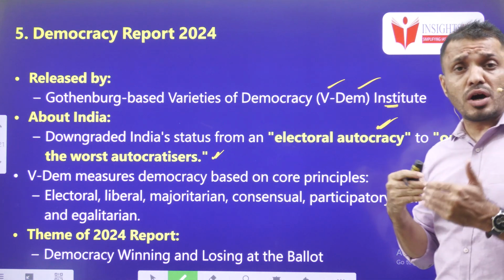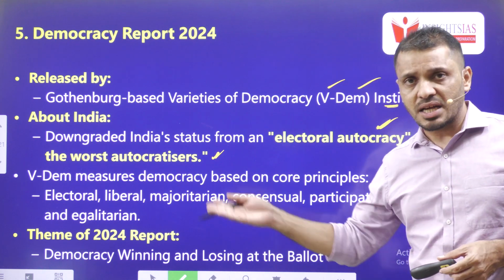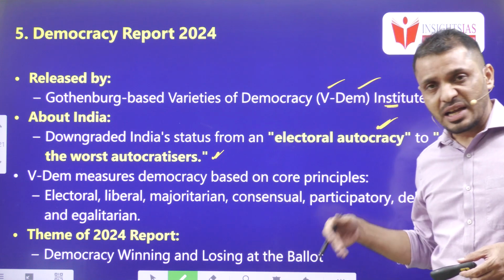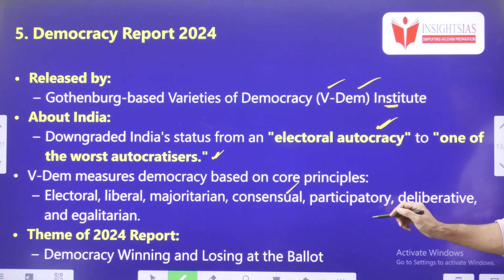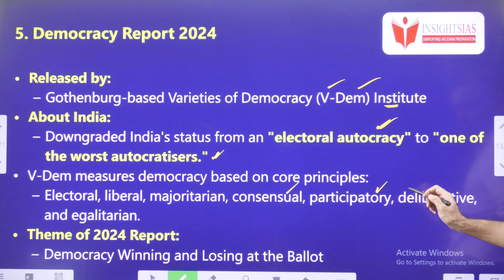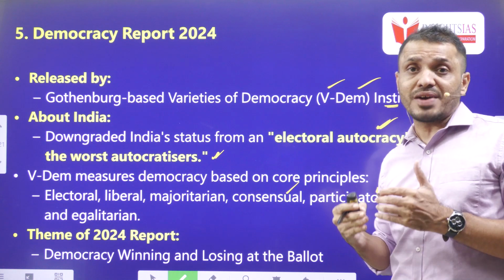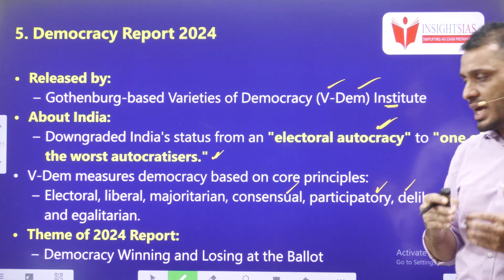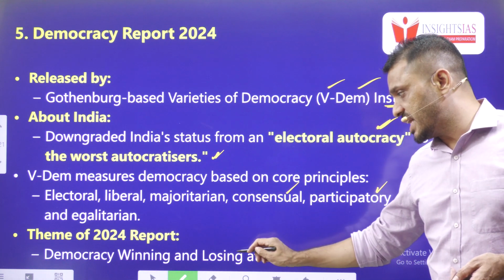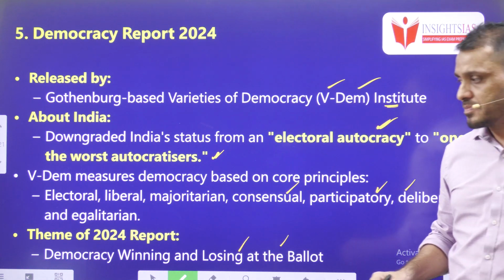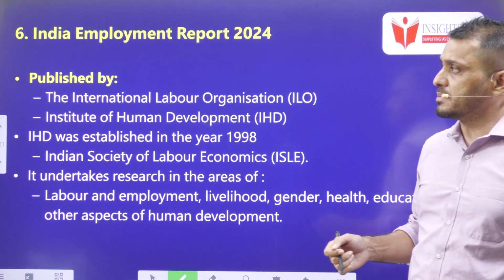Generally, they evaluate the democracy of a particular country based on various parameters, such as electoral freedom and the liberal values the country follows, majoritarianism, consensual decision making, participation of the people, deliberativeness, and egalitarianism. Based on these values, democracy in a particular country will be evaluated. The theme of this year's 2024 report is democracy winning and losing at the ballot. Okay, democracy winning and losing at the ballot. This is about the theme.